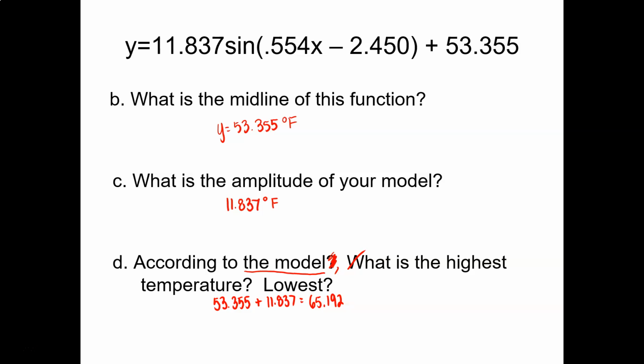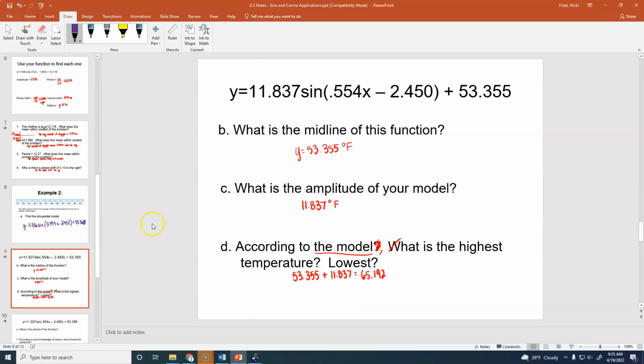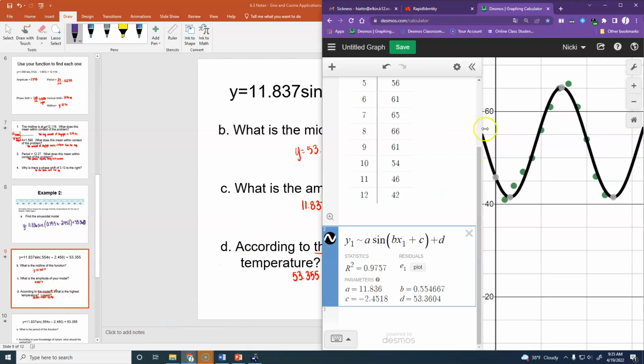The model is the graph of this equation, not the dots that were plotted. So whenever we look at this in Desmos, all right, when we look at this in Desmos, the model is that black line that I have up here. It's the graph of that sine curve that's given by that equation. The green dots, which can also be graphed there, those are your data points.